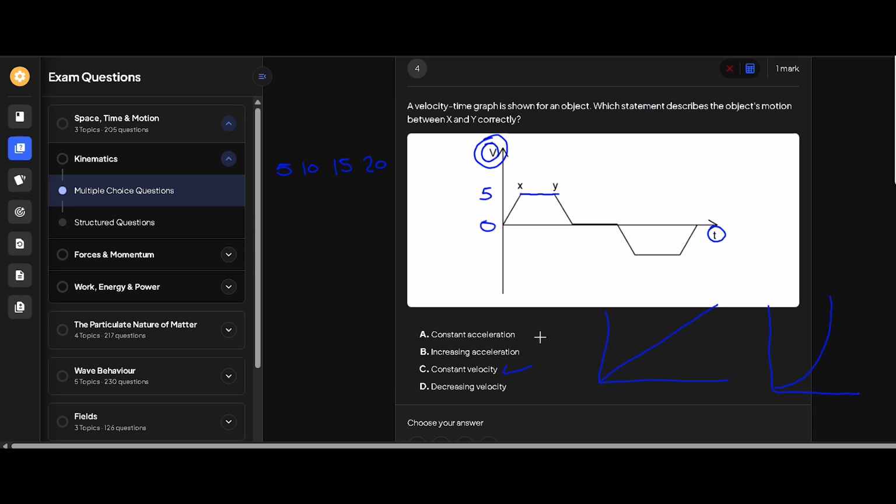Let's see the last one, decreasing velocity. For decreasing velocity, for example, we have 0, 5, 10, and here's the time one. So decreasing by time, so it's 10. After that, it would be 5. After that, it would be 0. So the graph would be like this. This is for the decreasing velocity. So constant acceleration right there, increasing acceleration right there, decreasing velocity. So the only one that can be the right answer for question 4 would be constant velocity for x and y.